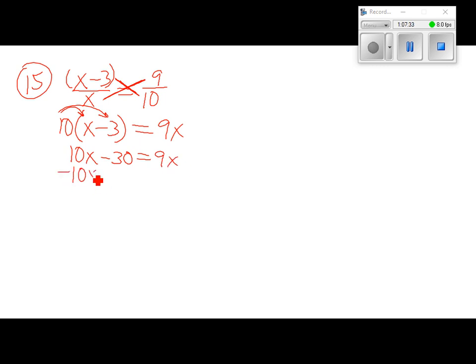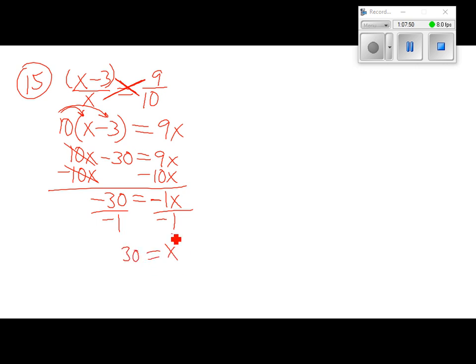Now what are you going to do? Subtract 10x on both sides. These cancel out. You're left with negative 30 equals, what's 9x minus 10x? Negative 1x. And then you divide both sides by negative 1. What's x end up equaling? 30. Don't make those harder than they are.